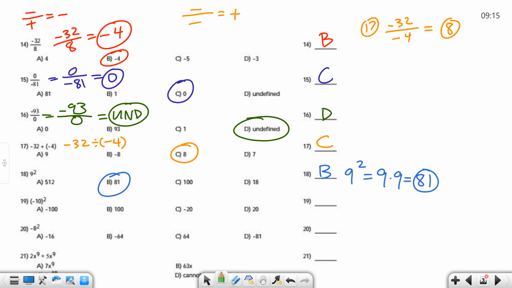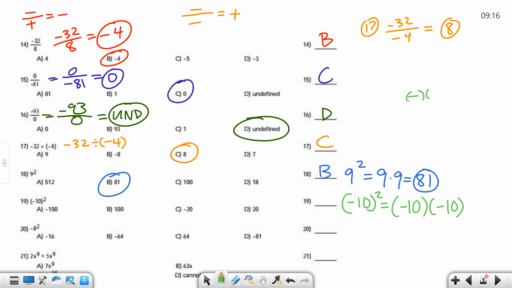And then negative 10. Now notice this is negative 10 in parentheses squared. That parentheses matters because when you square something that's in parentheses, you square all of it. Negative 10 times negative 10. If you want to say this is 9 times 9, you can put in parentheses, a dot between it, whatever. Doesn't matter. But here, negative 10 times negative 10.